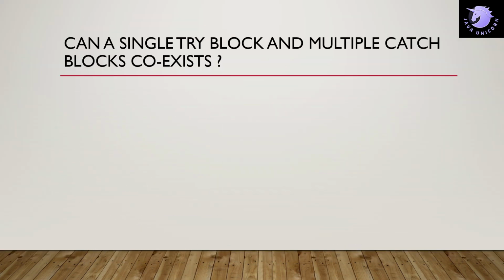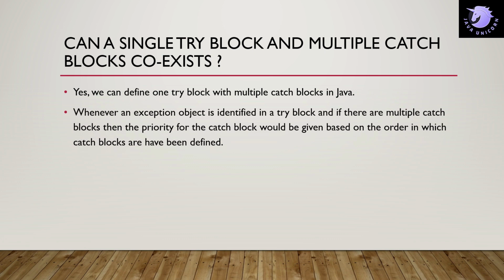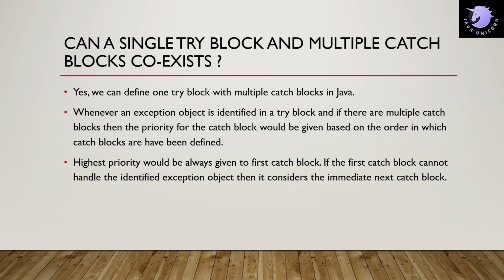The next question is, can a single try block and multiple catch blocks coexist? That means a try block can be followed by multiple catch blocks. Yes, it is possible, in which we can have one try block followed by multiple catch blocks. Whenever an exception is identified in a try block, and there are multiple catch blocks, then the priority of the catch block is decided as per the order of the catch blocks. So the first block will get the highest priority.